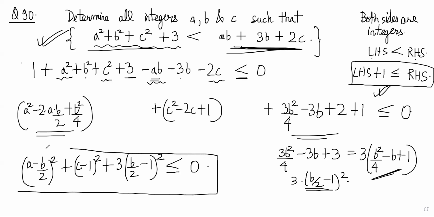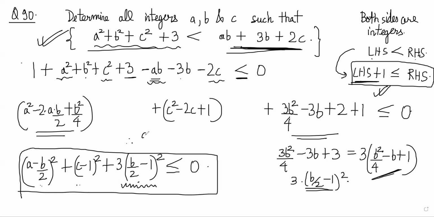Notice that if you work with the original problem, it was a less than inequality, and that would not help you bring the perfect square here. I needed to convert it from LHS less than RHS to LHS plus 1 less than or equal to RHS. And now this is done because the sum of 3 squares cannot be less than or equal to 0 unless each of these is equal to 0 on its own.